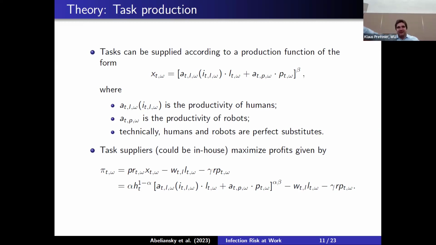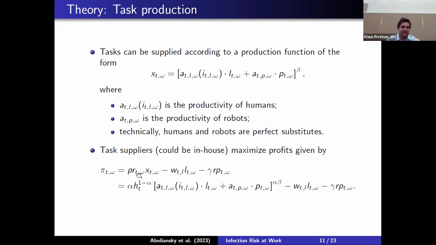The tasks that are very easy to automate would be more likely to be produced by robots, so the robots would be more likely to be used for them. The tasks that are difficult to automate, humans would do, and somewhere in between maybe there is a task for which firms are indifferent. And that's basically what we compute here, where we write down the profit of a firm that supplies these tasks. It could be an outside firm, but it could be in-house task suppliers, so it could be the workers.